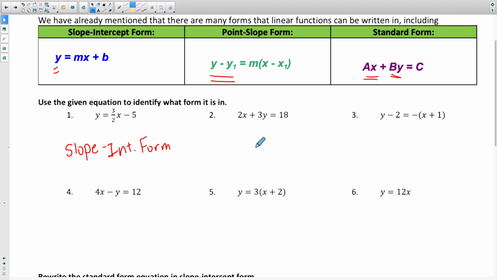So let's look at the second one. I'm focusing on the left-hand side. On the left-hand side, I see an x and a y. When I see an x and a y, then I know that that's a standard form. And on number 3, on the left-hand side, I see y minus a number. When I see y minus a number, I know that's point slope form.